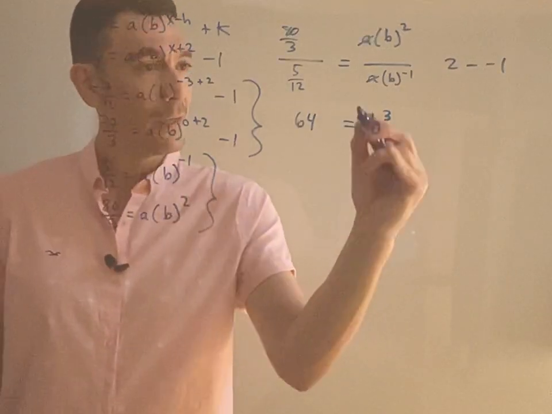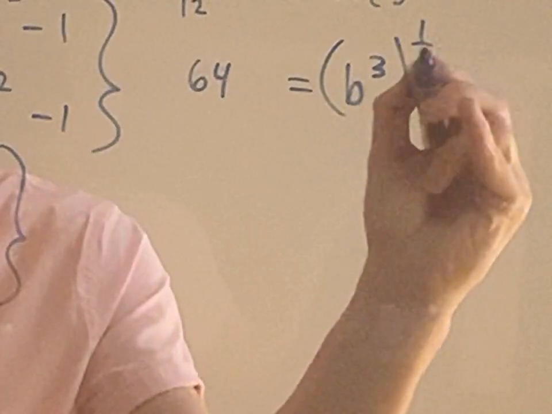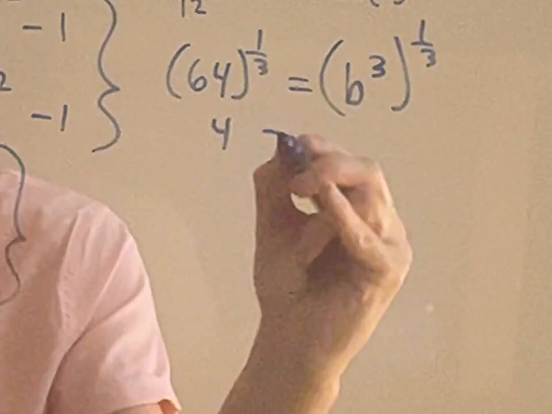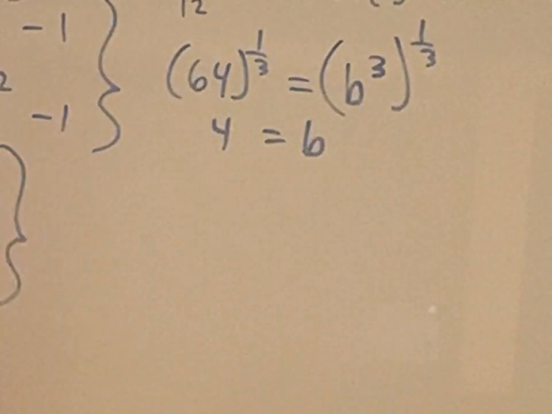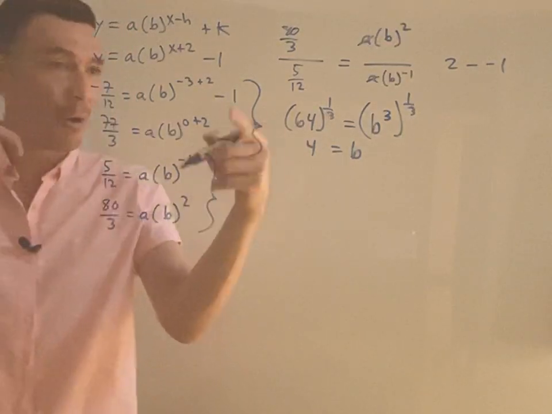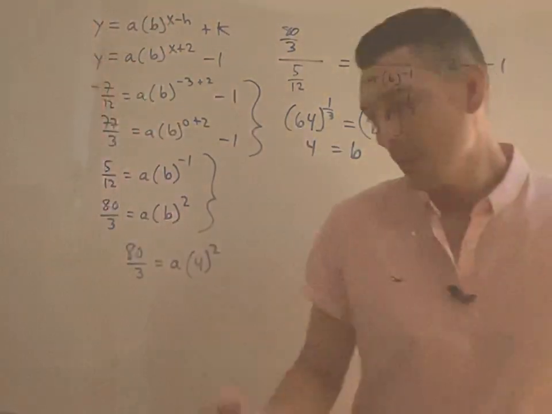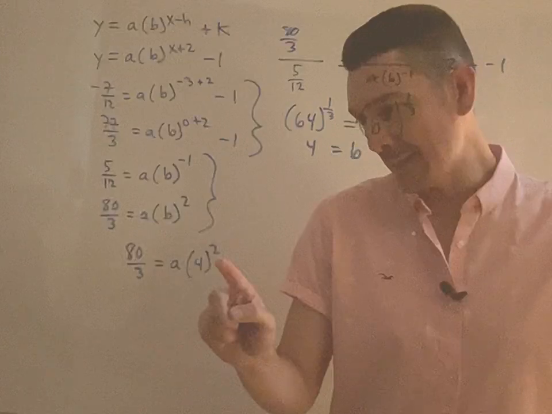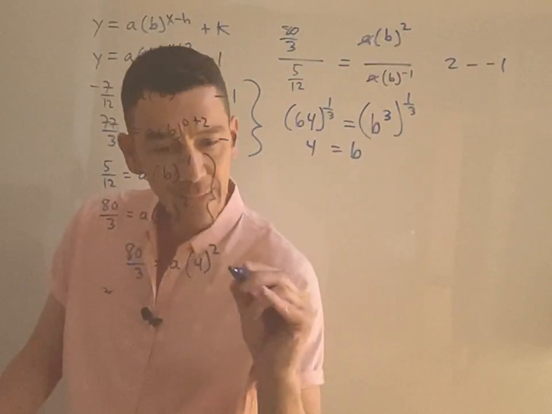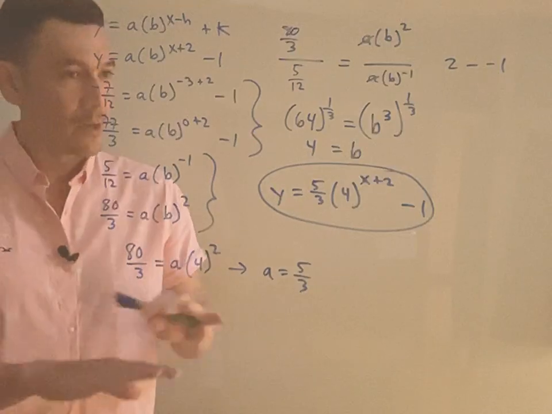And then from here, you can take the cube root of both sides, and that reveals to us quickly that b is 4. Once you have b, go back to any other part in the equation to find a. So 4 squared is 16. 16 divided into 83rds would give you back 5/3. Final answer is there, done.